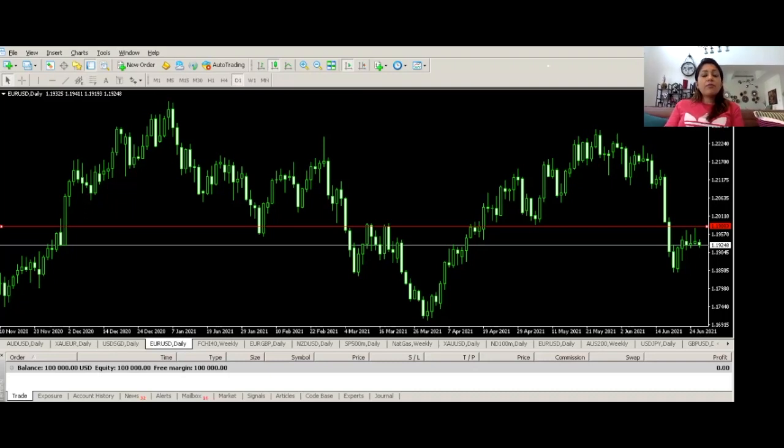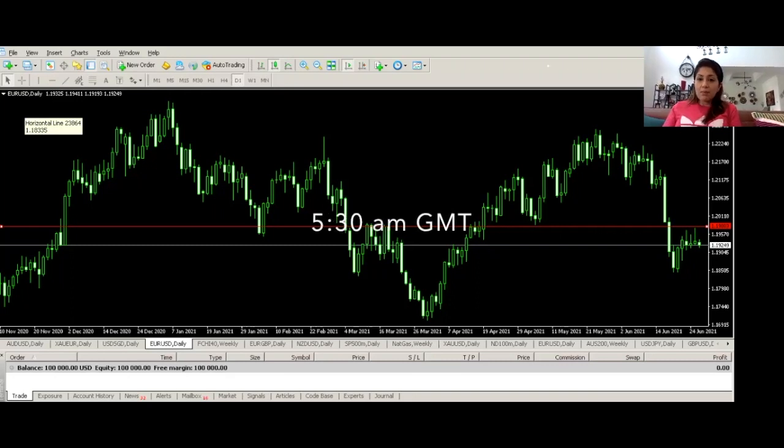So what you can see in front of you is the MetaTrader 4 trading platform, and we are on the daily time frame. You can see this is the daily time frame for the euro dollar, and the time is 9:30 a.m. Dubai time, which is 5:30 a.m. GMT, and it's the 28th of June.